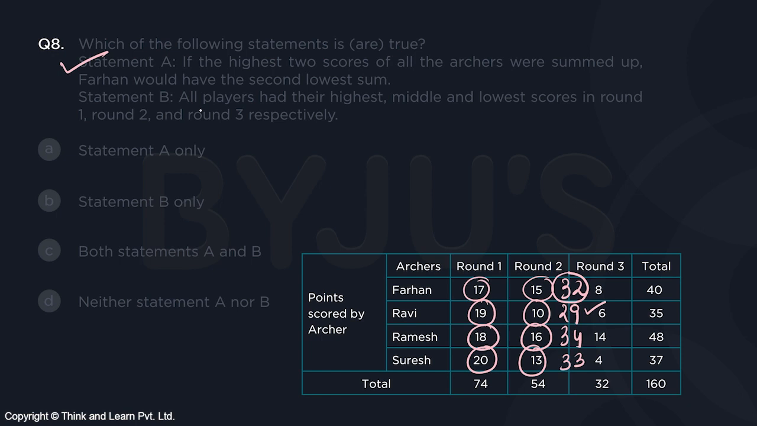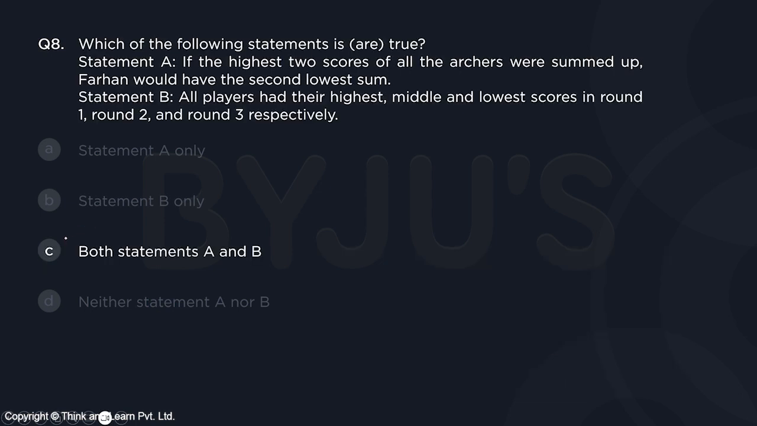Statement two. All players had their highest, middle and lowest in round 1, 2, 3 respectively. Highest, middle, lowest. Correct. Highest, middle, lowest. Correct. Highest, middle, lowest. Correct. Yes, it is true for all of them. Second is also true. So both the statements A and B are true. My answer is option C.